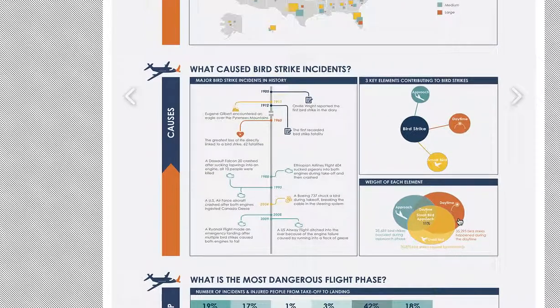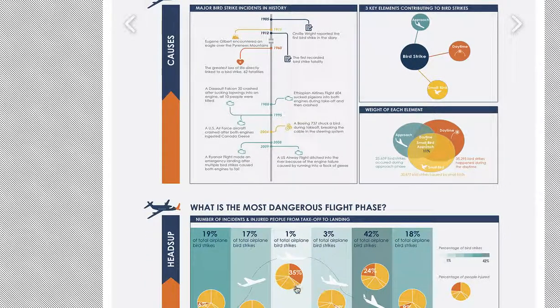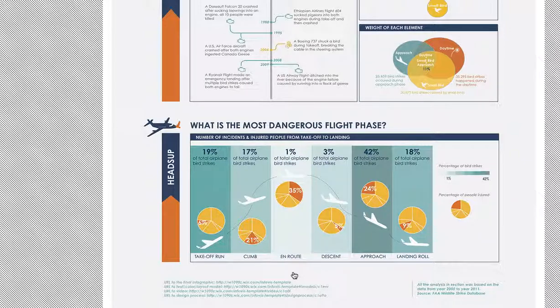The Venn diagram and the one above actually display the most likely time periods for the incident. And this diagram displays the percentage of bird strikes in different flight phases.